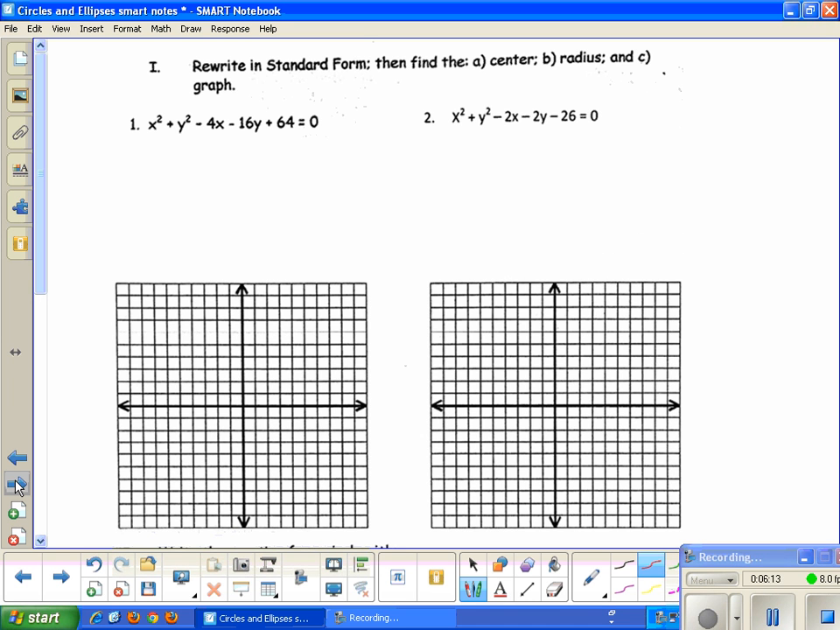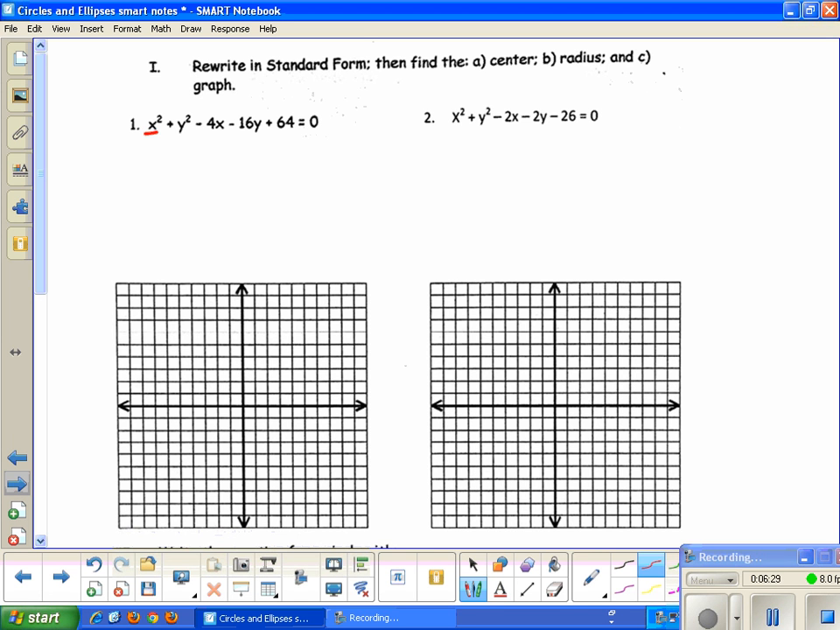All right, so then let's go ahead and do some more practice. We want to rewrite in standard form, then find the center and radius, and then graph. So if you look at both of these, notice you have an x squared and a y squared. That's usually what helps me decide that I know this is not going to be a parabola, it's going to be a circle, because both those terms are squared.